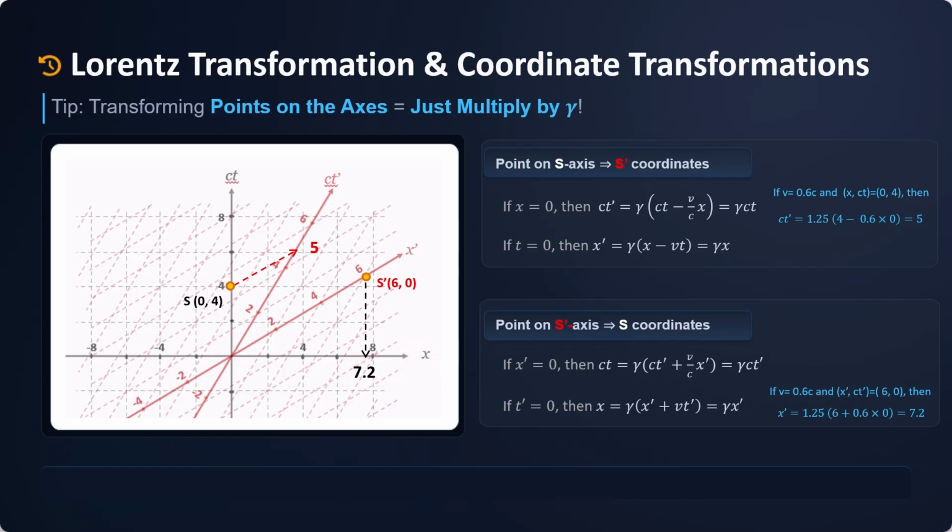Lock this ultimate cheat code into your brain. Coordinates on the axis? Just multiply by gamma. This single trick prevents calculation bugs and speeds up your quest solving massively.